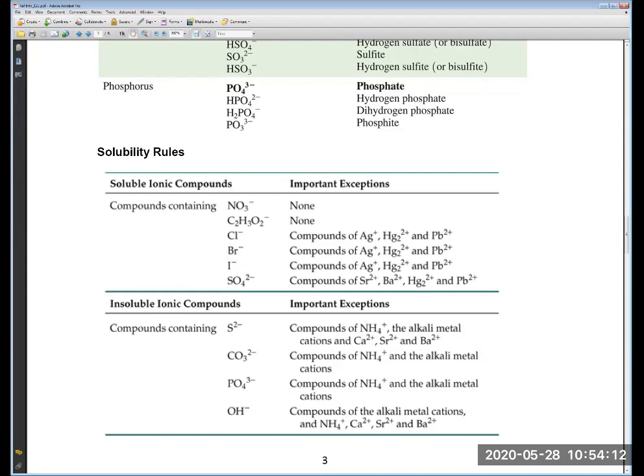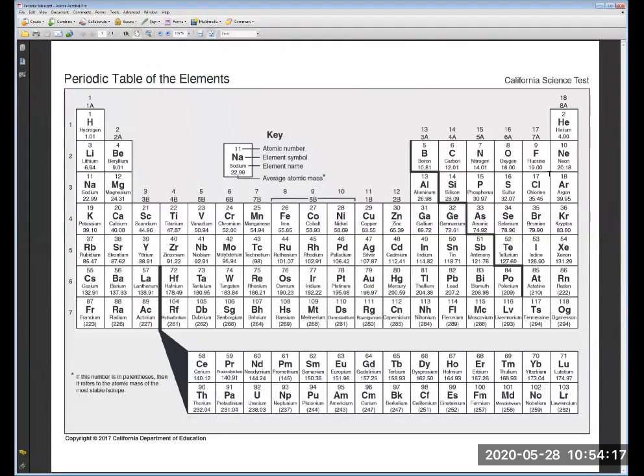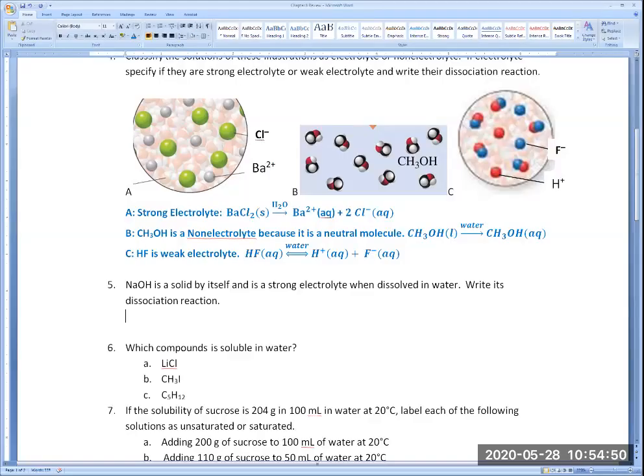And the alkali metal cations are those from group 1A. Remember, we call them alkali metals. Hydrogen is not a metal, it's a non-metal. It's an exception from this group. But all others, lithium, sodium, potassium, rubidium, cesium, and francium are all alkali metals, and they always make soluble compounds. So NaOH is soluble in water.